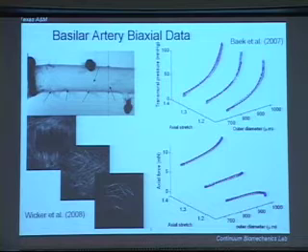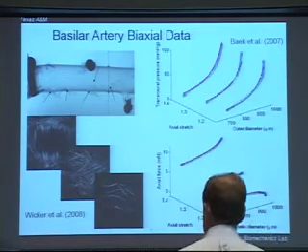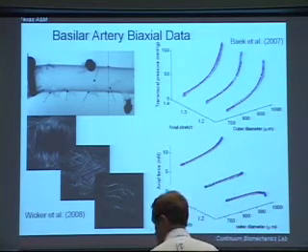So here's an example of how we've used this. This is a basilar artery from a rabbit. The arrows show microspheres that we use to essentially occlude the perforator so we can do pressure diameter tests. On the right you see pressure diameter data, the blue circles, at different axial stretches which are appropriate for a cerebral artery. In the bottom you see the axial force. How much force does it take to maintain that vessel at a certain length as you pressurize it?